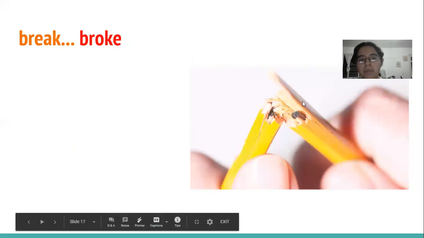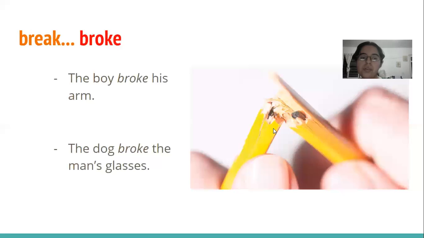Then break, broke. The woman broke the pencil. Other examples, the boy broke his arm, or the dog broke the man's glasses. So these are glasses. The dog broke the man's glasses. Break, broke.